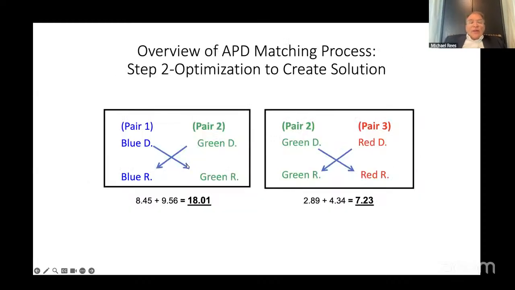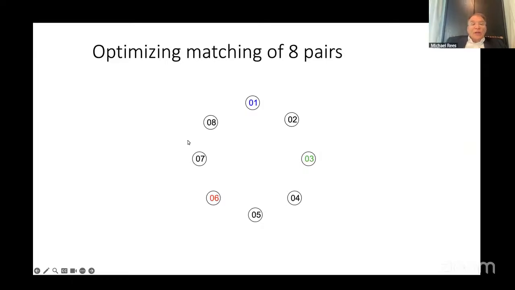So it turns out that the green pair could either swap with the blue pair or the red pair. If they swap with the blue pair, they score 18 points between this swap value plus this swap value. Whereas if the green pair swaps with the red pair, they only score 7 points. So it seems like the green pair ought to swap with the blue pair. Let's go take a look at that.